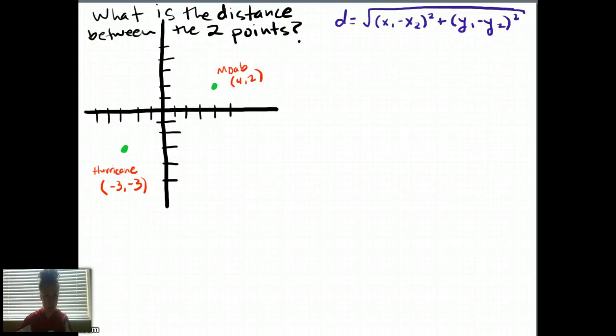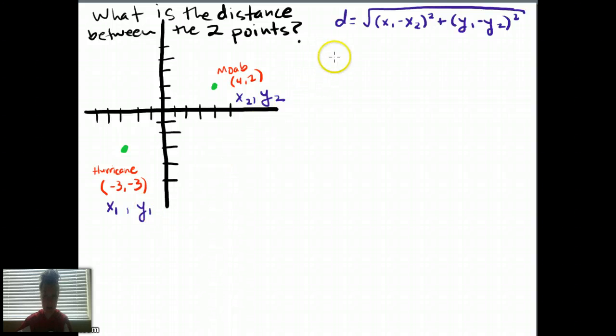Well, I'll show you right where those points come from. This right here, we could call x1, because it's an x-coordinate, and it's the first one that we have. Then our second x-coordinate is going to be this 4 right here, so we could call that x2. And our negative 3 here, this is our first y-coordinate, so we can call that y1. And this 2 over here for Moab can be our second y-coordinate, so we can call that y2.